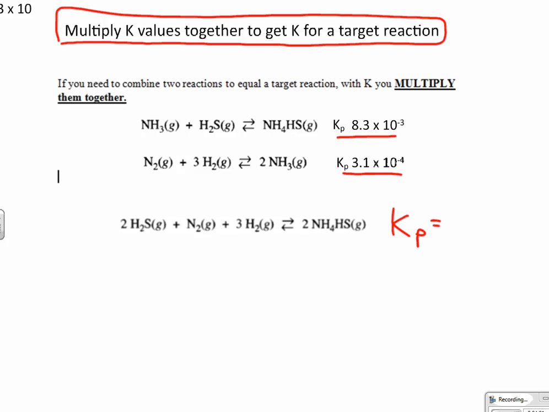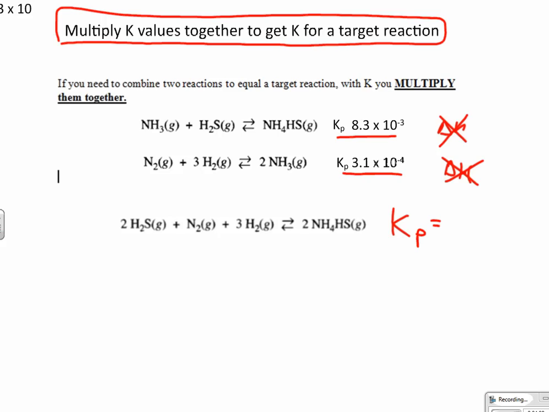Very similar to Hess's law, except instead of adding, like in Hess's law, we get the delta H's here, and we would add them when we did thermochemistry. That doesn't happen in this one. So the key thing you've got to keep in mind is that you multiply them together, so I get them to match the target reaction.